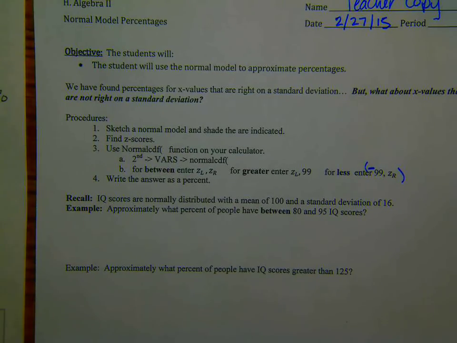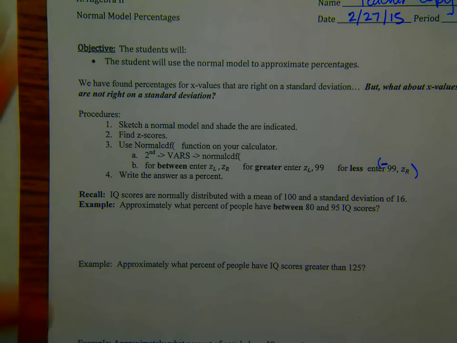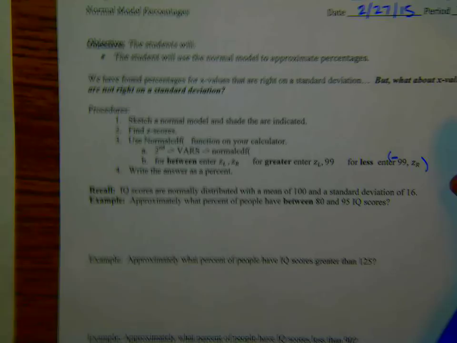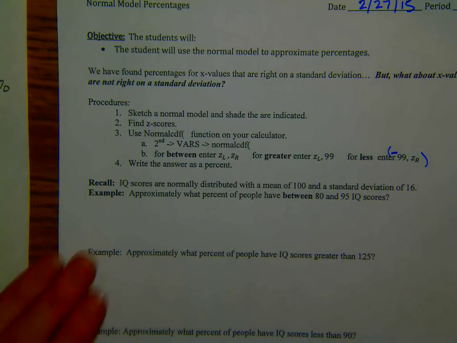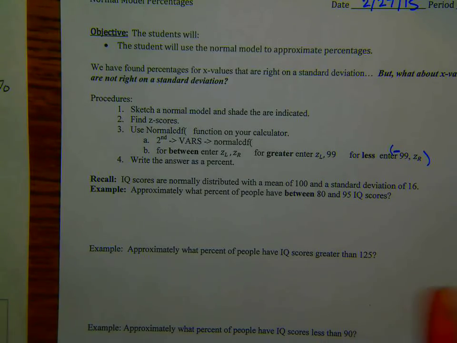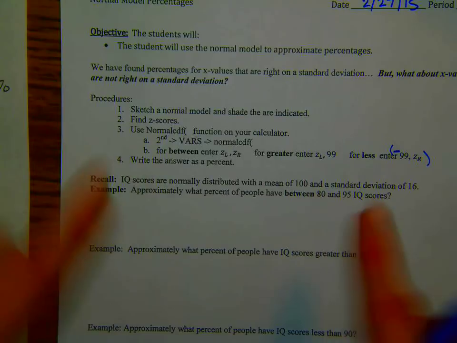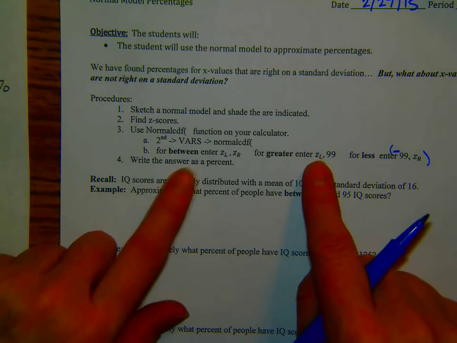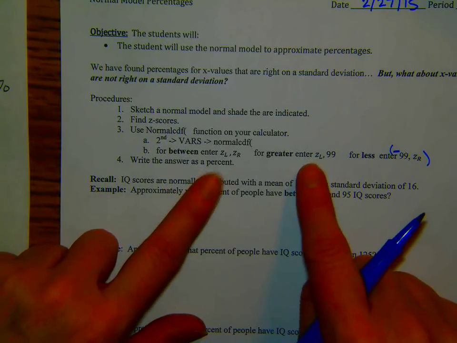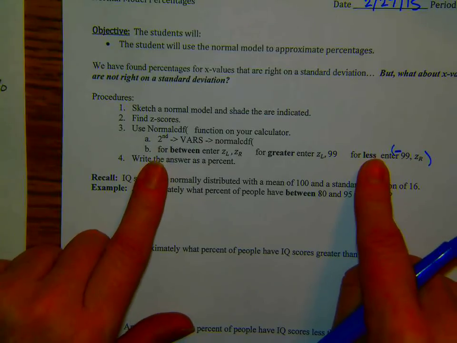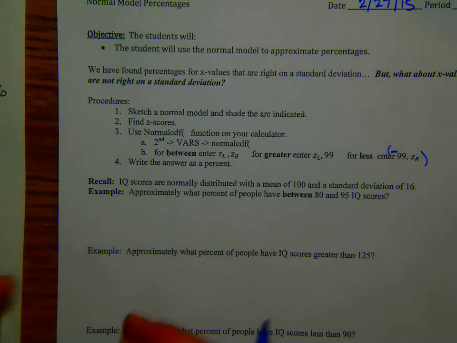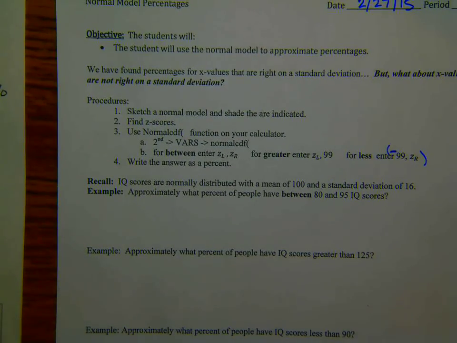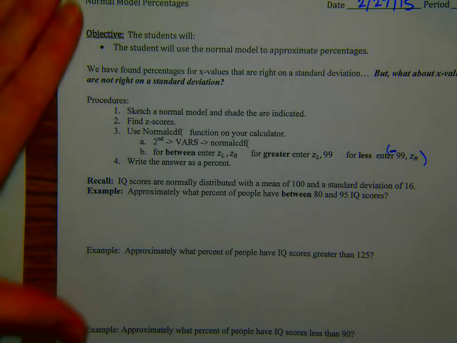Okay, so we've learned to calculate z-scores and use those z-scores to calculate percentages of the normal model. So we know how a normal model works. We know the percentages of the first standard deviation, the second standard deviation, and the third standard deviation, but we don't know how to calculate what if we want to calculate something that isn't right on those standard deviations. Well, this will allow us to do that, so let's get to it.